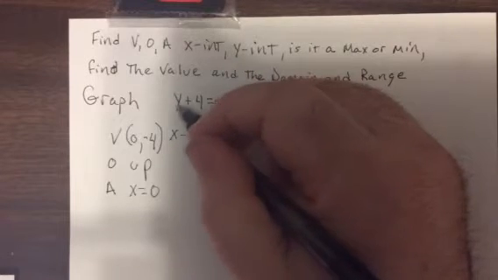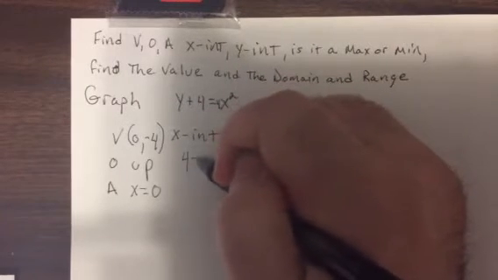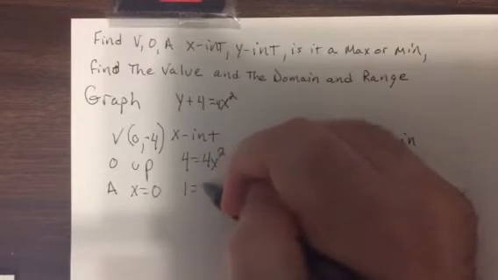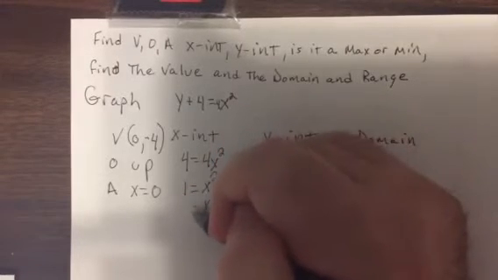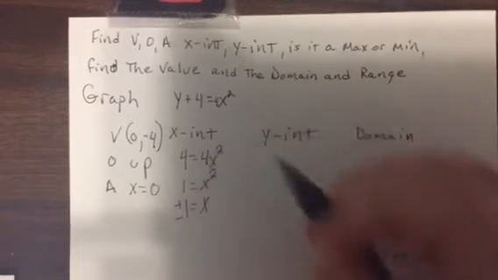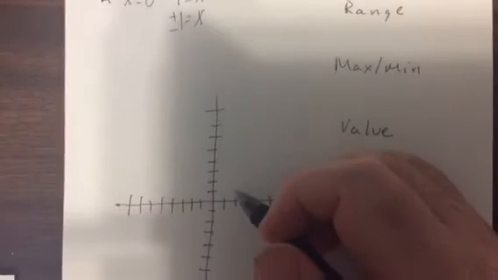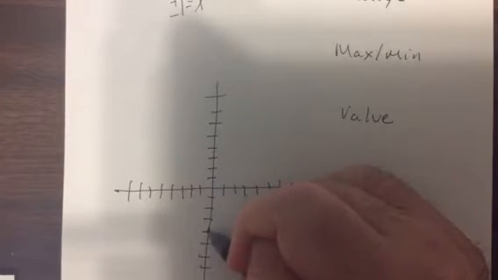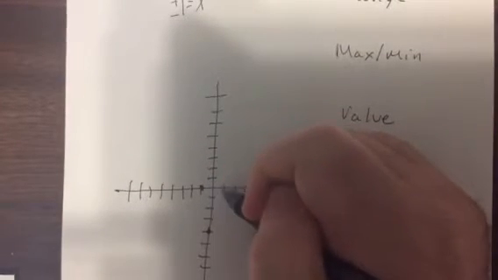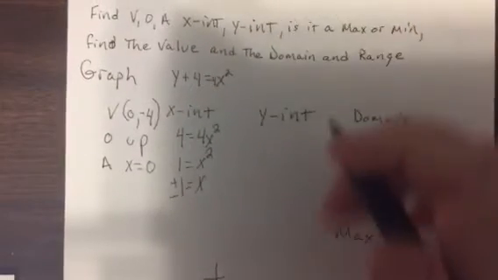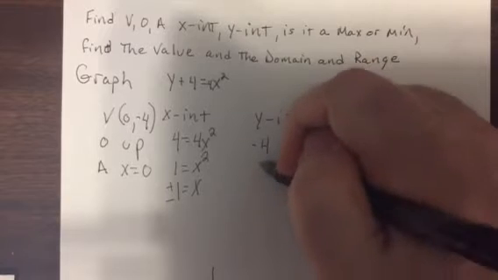So x-intercept, put 0 in for y. Now, you always do that. So divide by 4. It's 1 equals x squared. So x equals plus or minus 1. Now, I like to graph as I go. So 0, -4, and plus or minus 1. Oh, wait a minute. If you're paying attention, that's our y-intercept also. So -4.